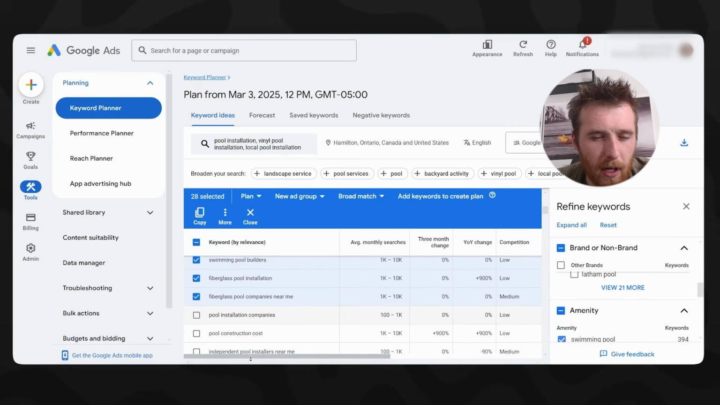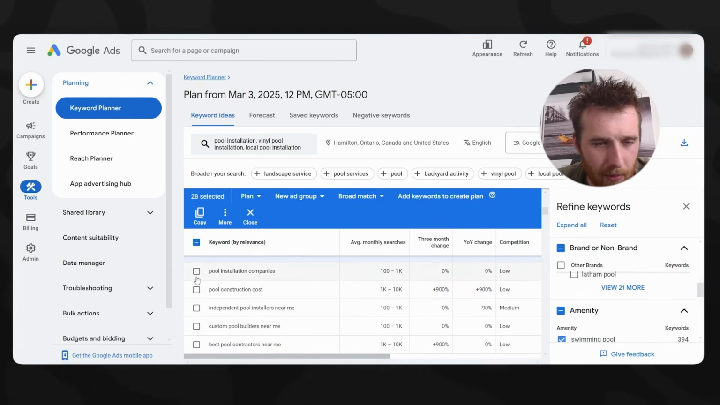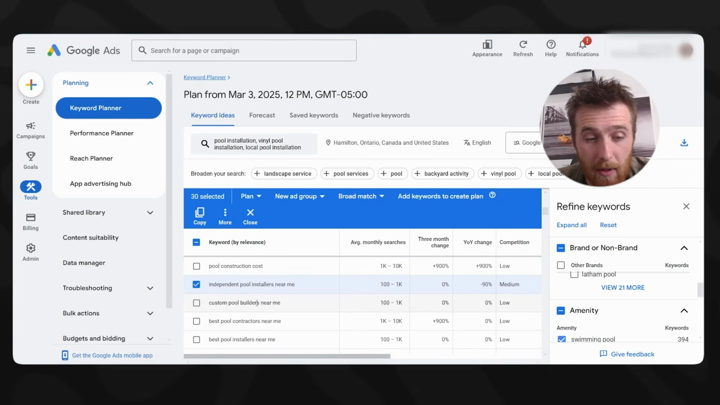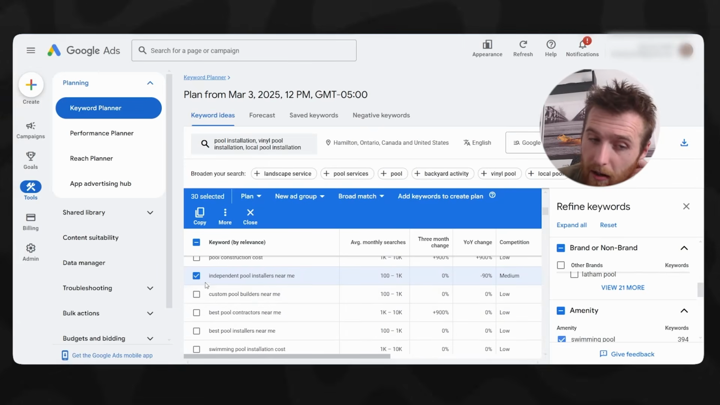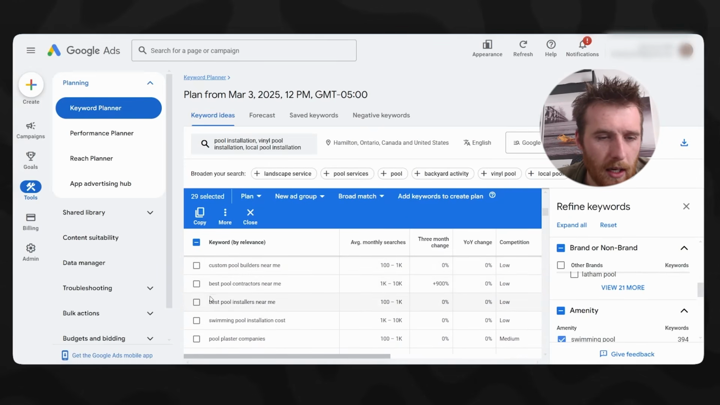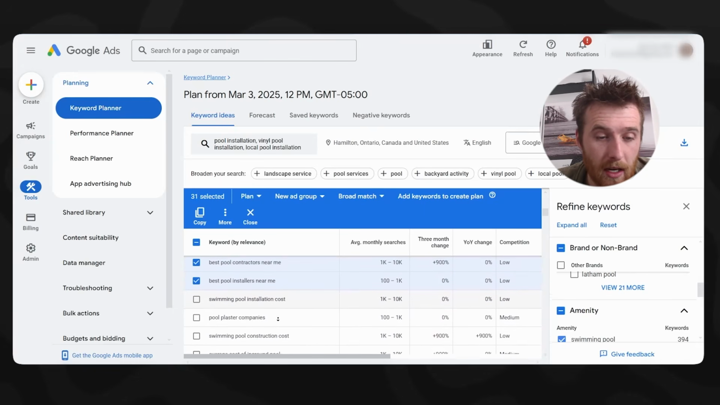Yeah, and fiberglass pool companies, you could make the argument that, hey, maybe they're not looking for that specific installation. Maybe they're looking for chlorine. I think it's close enough in this example. Pool installation companies, pool construction costs, independent pool installers. Maybe that's applicable to you, maybe it's not. Actually, you know what? Let's unselect that because maybe we're not independent. Best pool contractors near me, best pool installers near me, excellent.